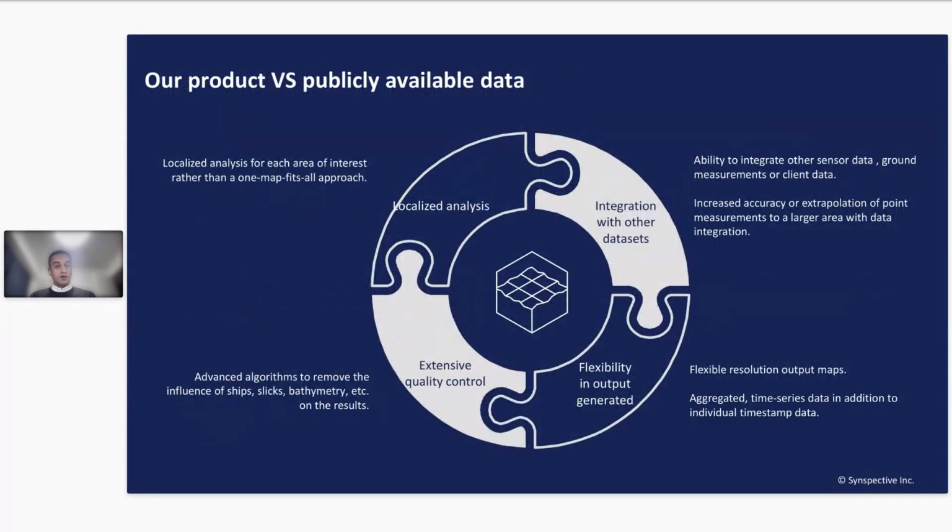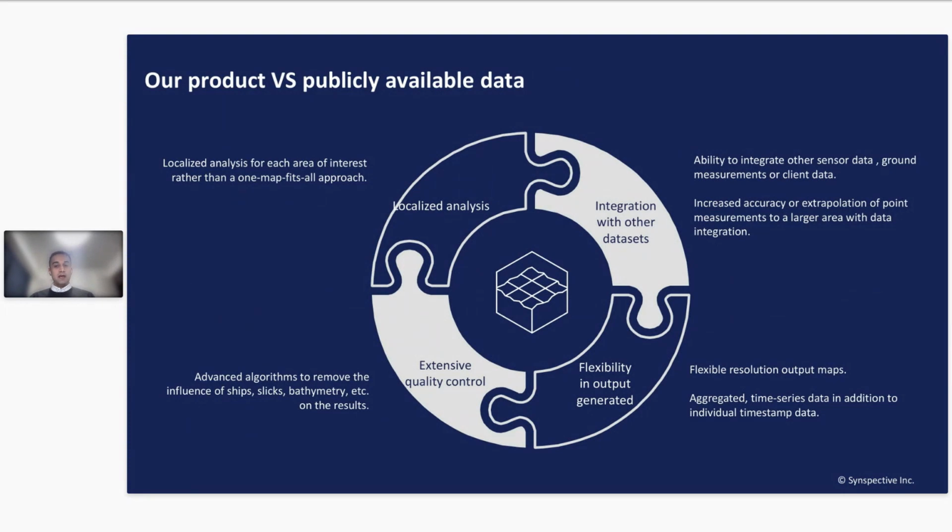So next, I'd like to talk about some differences between our product and other publicly available data. Many of you might be aware that there are some publicly available SAR wind speed data as well, but our solution differs from those publicly available data in these four main aspects. First is the ability of our algorithm to integrate with other data sets. So we have the flexibility in what kind of input we feed to our algorithm.